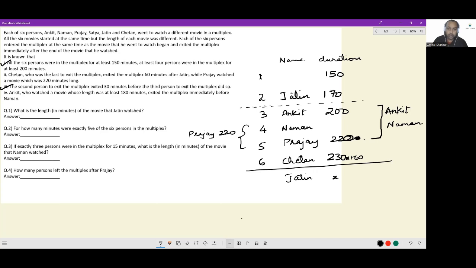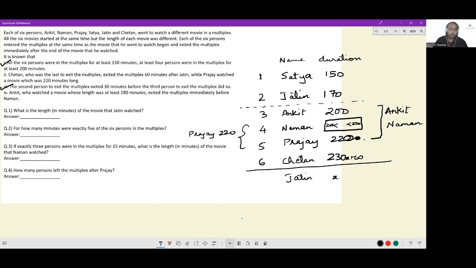Now the only person who has not been allocated a space is Satya. So Satya was the first person coming out after 150 minutes. Now for Naman, his time is not precisely known. But we can claim with confidence it will be more than 200 and less than 220. This we know, but what is the precise time taken by Naman within the multiplex is unknown. Let us get to individual questions.